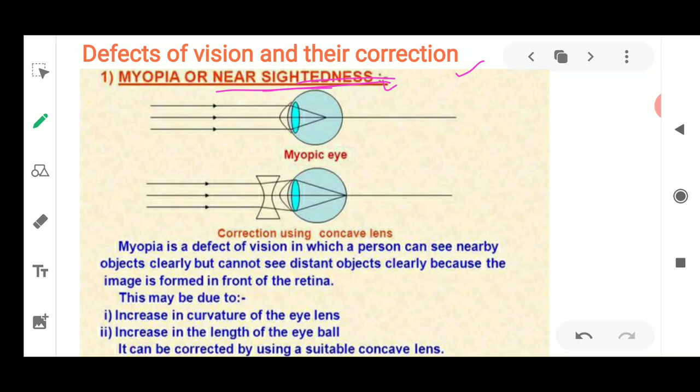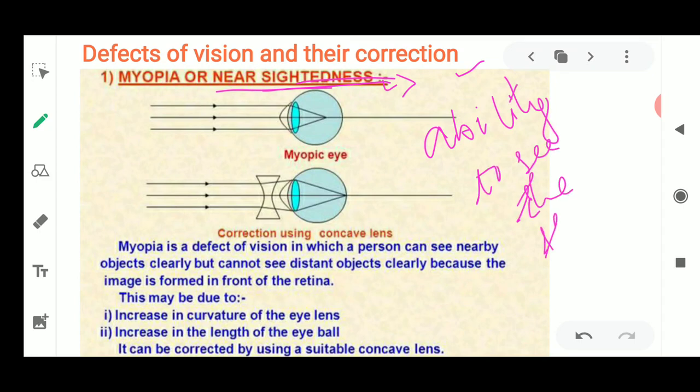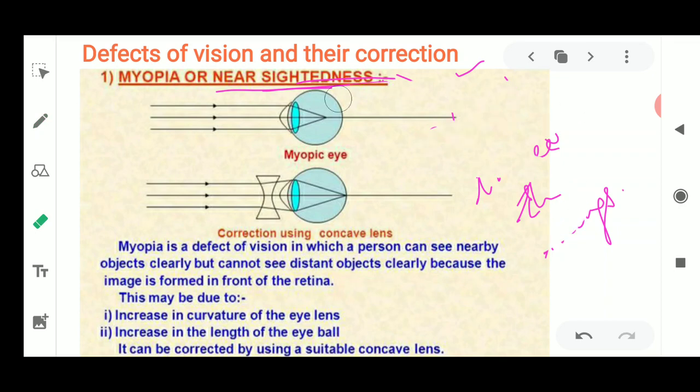Sightedness means a person is able to see, means the ability to see the things. This is known as sightedness, and the person is able to see the nearby things very easily. So myopia is a defect of vision in which a person can see nearby objects clearly, but cannot see the distant object. Distant object means the object which is placed far away from your eye. It is not very visible to you.